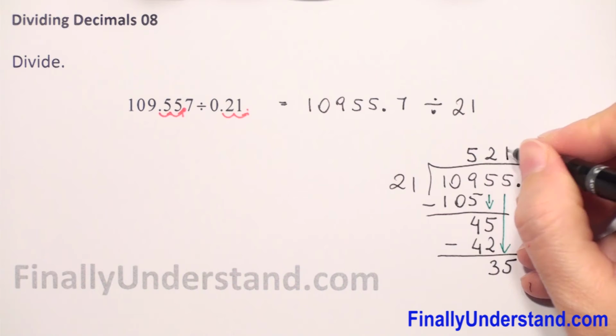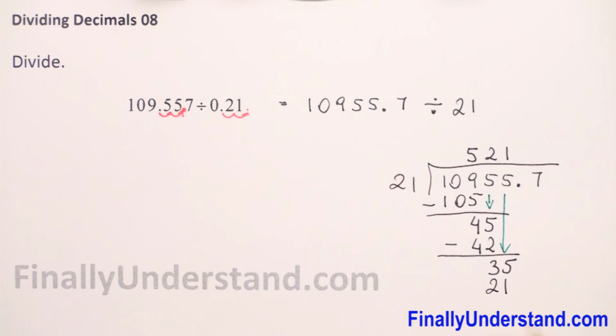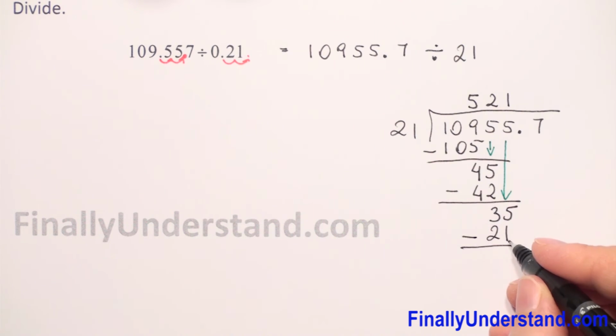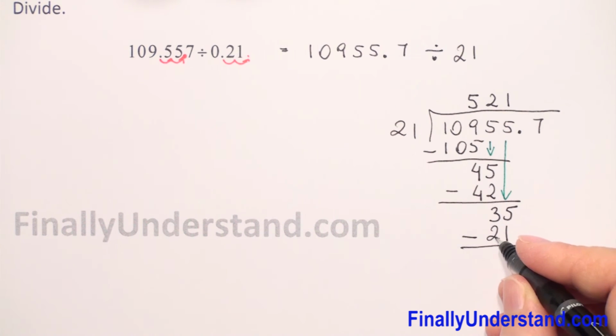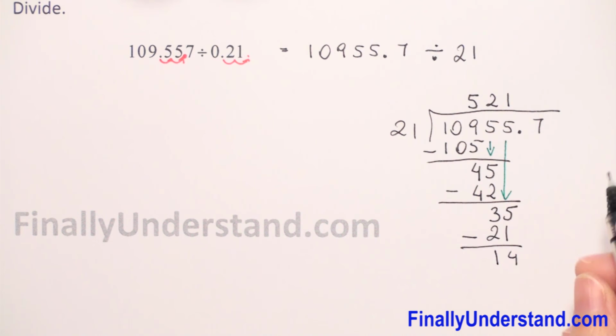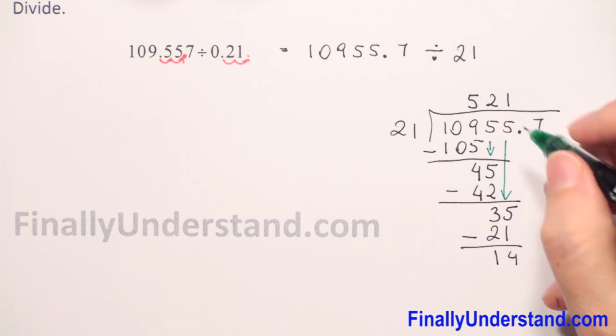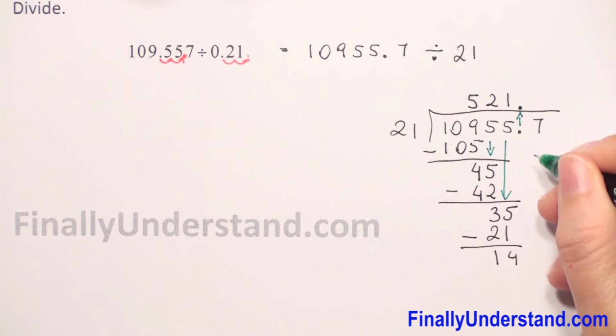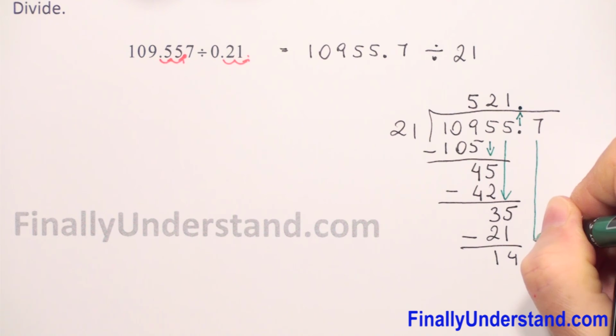This is 1. 1 times 21 is 21. Again, subtraction. 5 minus 1 is 4. 3 minus 2 is 1. What next? We have to put the decimal point exactly in the same column in our solution, at the top, and we take down the next digit.